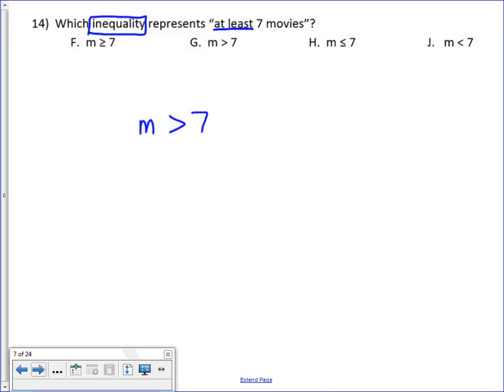Now here's the other trick. Is it greater than or equal to, or is it just greater than? Can it be 7? And it can. It can be at least 7. It's like saying that I watched at least 7 movies this weekend. Or I'm going to watch at least 7 movies this weekend. That means I can watch 7 movies. That's great. But I might watch 8, 9, 10, 11, however many, right? So it's M is greater than or equal to 7.